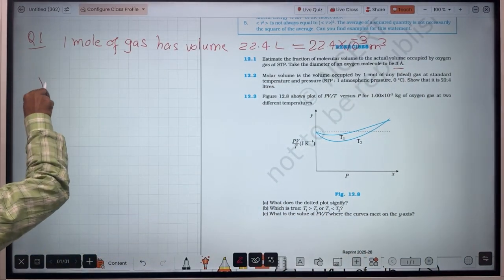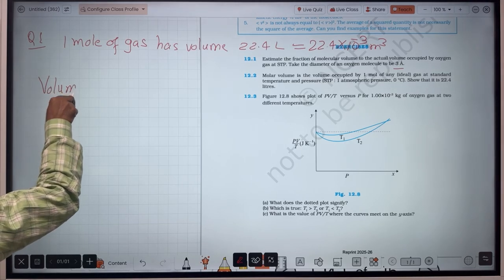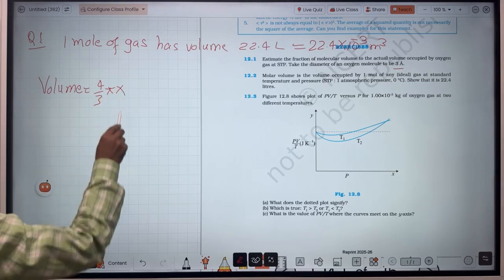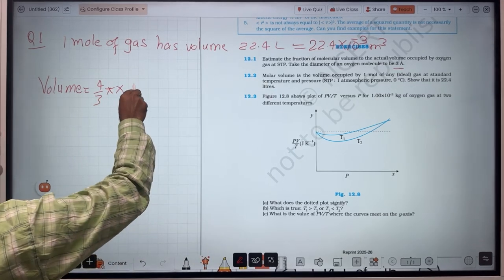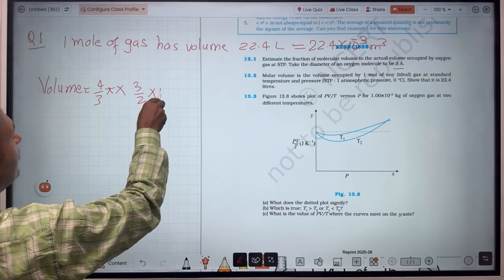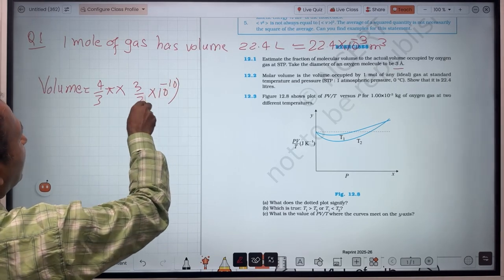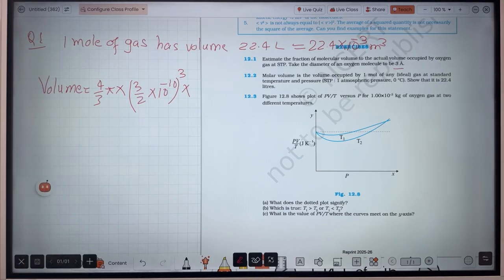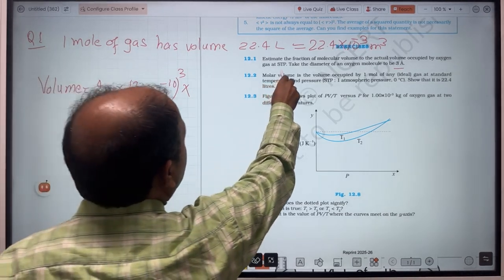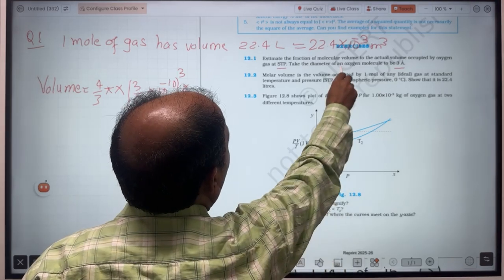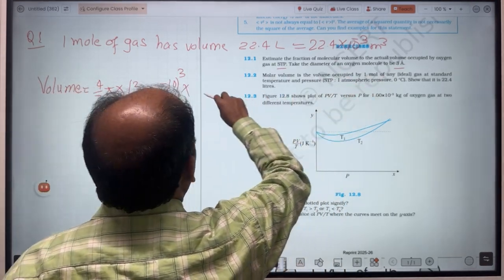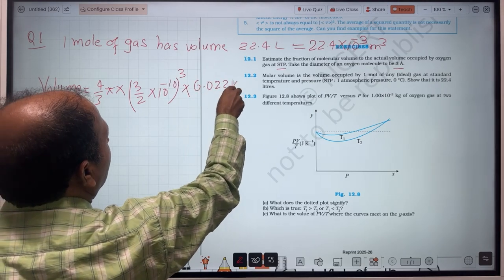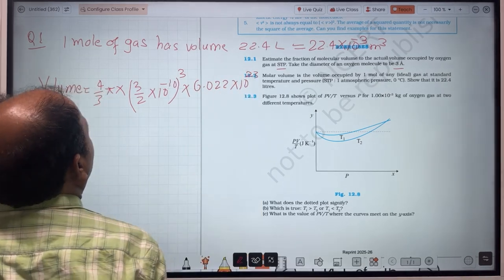So let's find out the volume. Volume will be equal to 4 by 3 pi r cube. So r cube means 3 by 2 into 10 to the power minus 10 whole cube. Right. Into, we are considering at STP and we are taking molar volume, here 1 mole. So 1 mole means we write Avogadro's number 6.022 into 10 to the power 23.